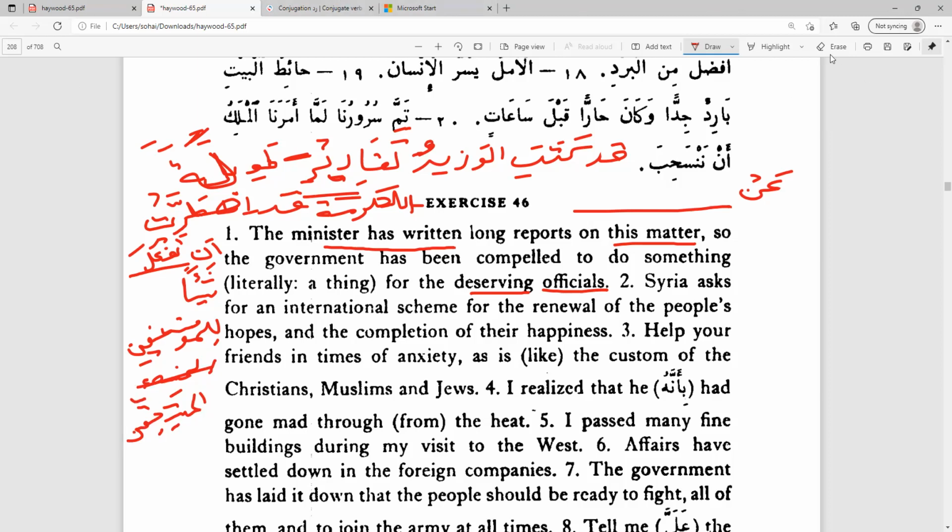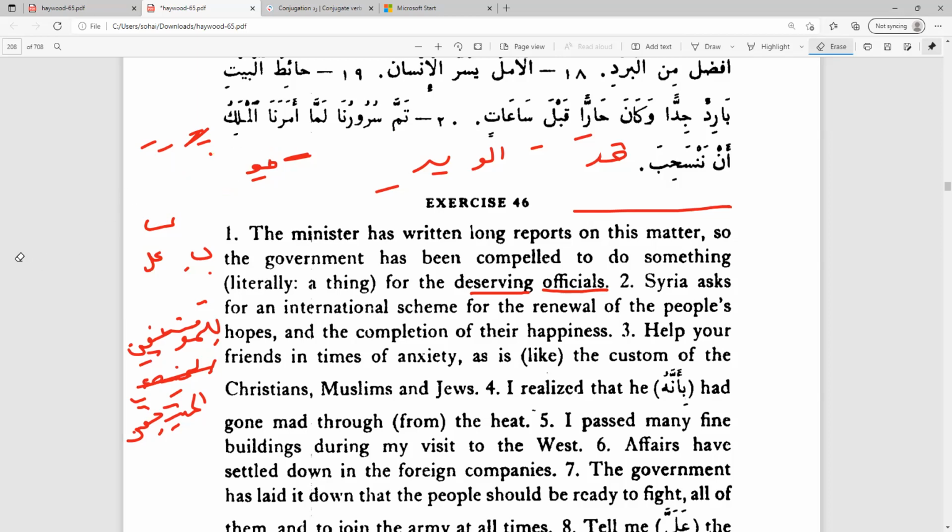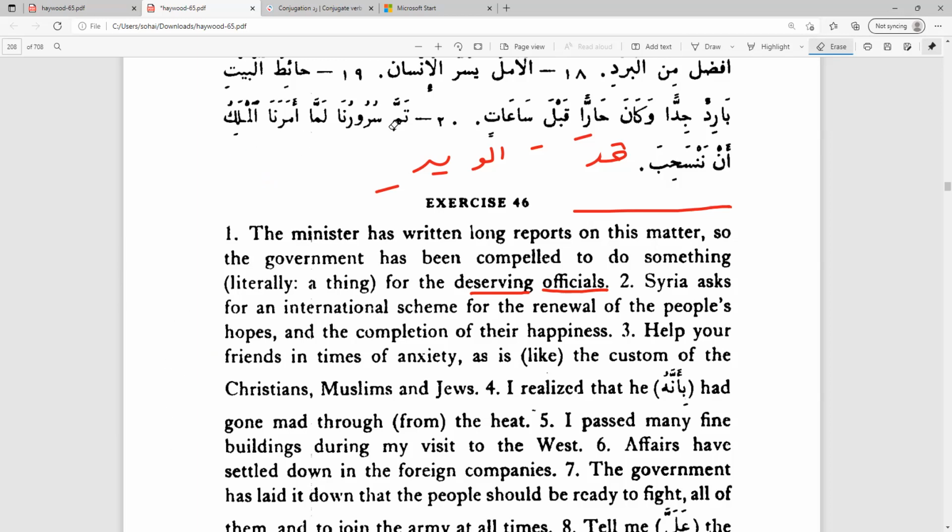Farhana, are you back? Yes, sir. You want to do number 2? Syria asks for an international scheme for the renewal of the people's hopes and the completion of their happiness. It is not easy stuff. You both have lots of commitments, it's difficult, and at the same time it's hard to benefit without proper revision.